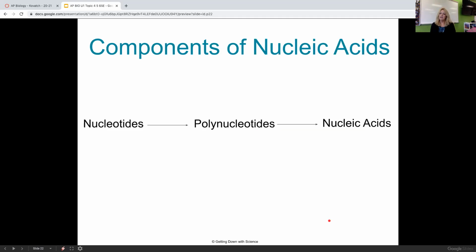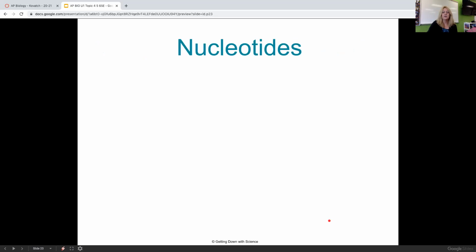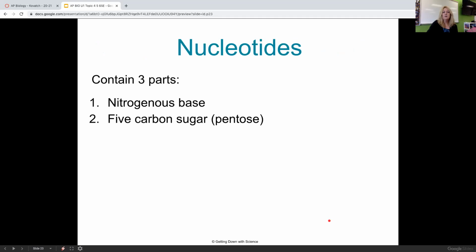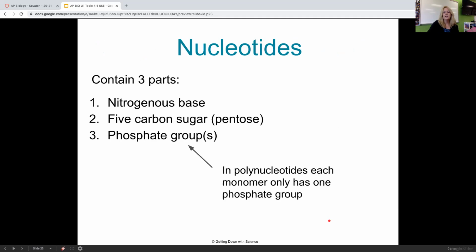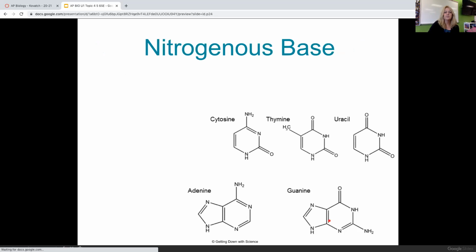So if we tear it down like we did for the others, we have nucleotides. Those are the monomer form. Many nucleotides grouped together are what we call polynucleotides. And then ultimately you have a nucleic acid, DNA and RNA, and it gets very large. The 3 parts to a nucleotide, the building block, the monomer, are number 1, nitrogenous base, 2, a 5-carbon sugar called pentose, and 3, a phosphate group. In polynucleotides, each monomer only has 1 phosphate group.